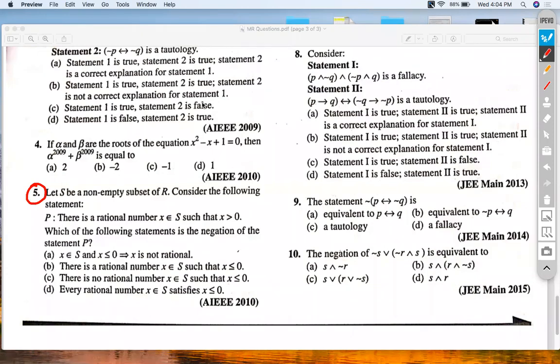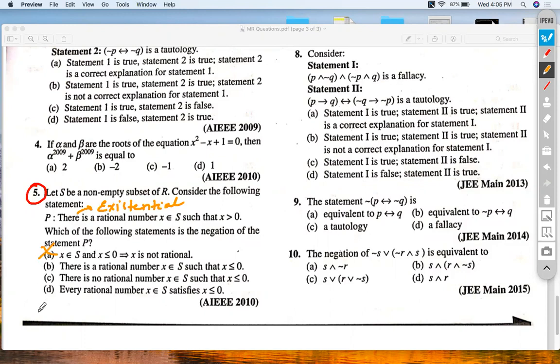Read the question. Question says, there is a rational number which is greater than 0. It starts with an existential quantifier, isn't it? Yeah, so I think C only. That means you have an existential quantifier here. Okay. Then read carefully and tell me which of the options is correct. It says have a universal quantifier. Tautology. What's tautology? I'll come to that. Tautology is a statement which is always true for whatever value the component statements have. Anyways, in this case, can I say A is my answer? If I say X belongs to S, X is less than 0, implies X is not rational.